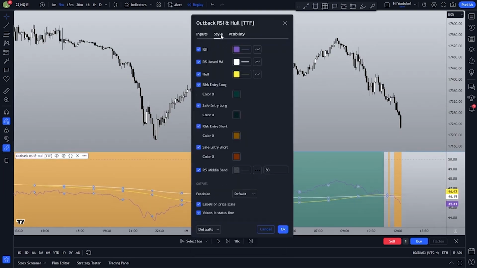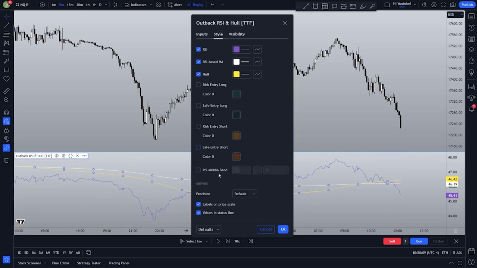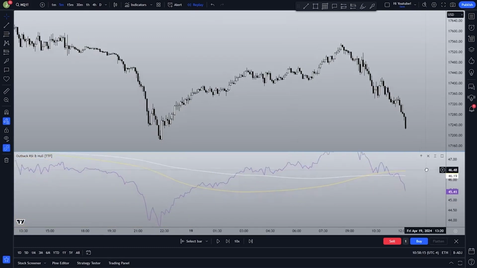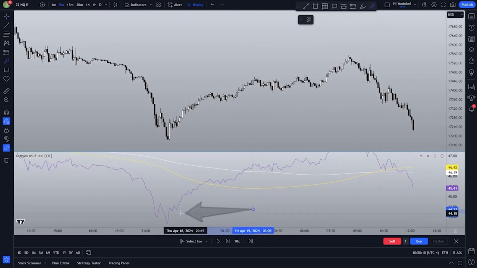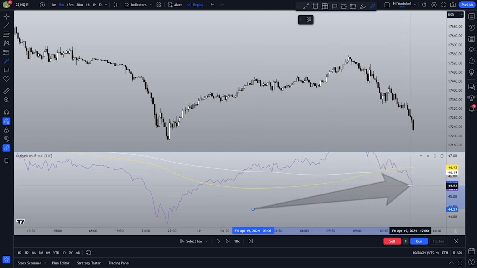On the Styles tab here, I'm going to briefly turn off the entries to show you what the indicator is doing. When you turn off the entries, you're left with an RSI, and attached to it are a simple moving average and a Hull moving average. When the RSI moves from one side of the two moving averages to the other, it represents a shift in market momentum and will change colors for the entry options part of the indicator.